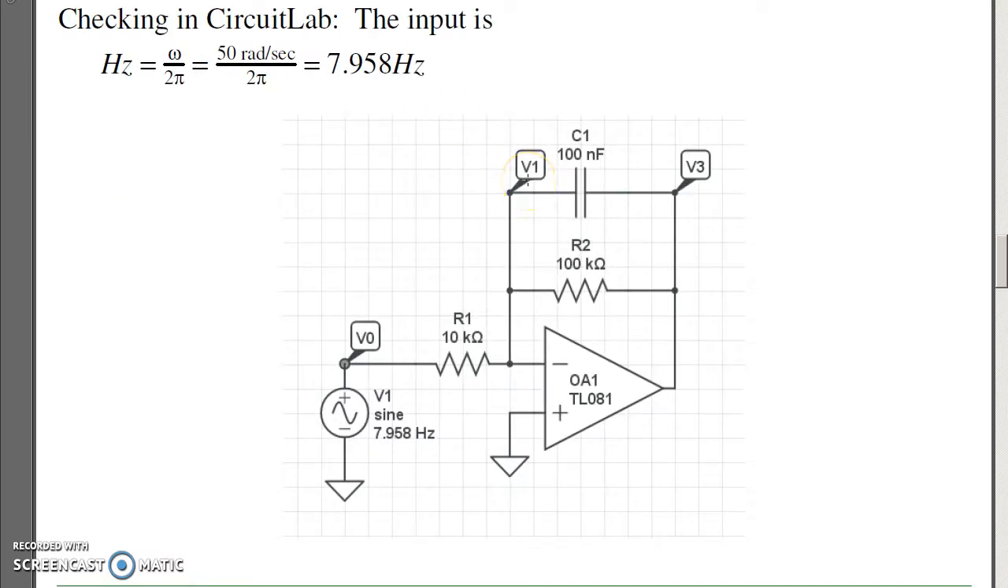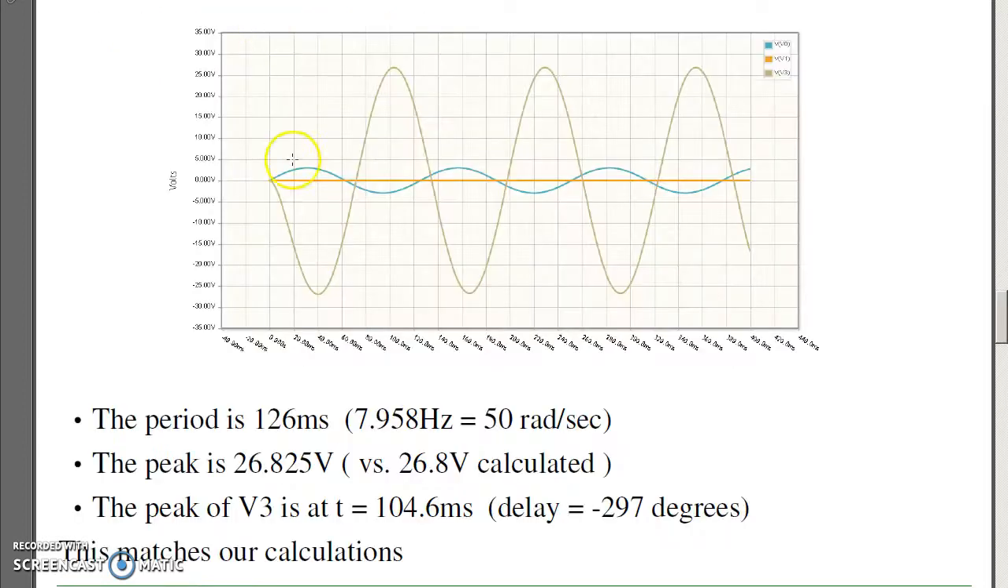If you want to verify in CircuitLab, build the circuit, make the input 7.9 radians per second, and omega is 2 pi f, so the 50 divided by 2 pi is the frequency, 7.958 hertz. Define your voltage nodes, and then do a time simulation. Here I ran it for 3 cycles. So take 1 over 7.98 hertz, that's the period, times 3. You know, a couple cycles to let it reach steady state.